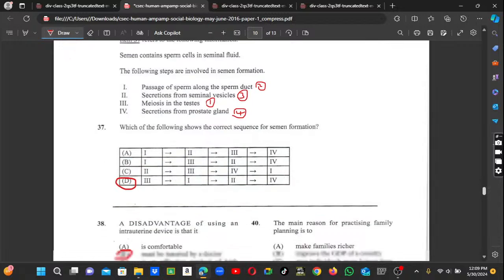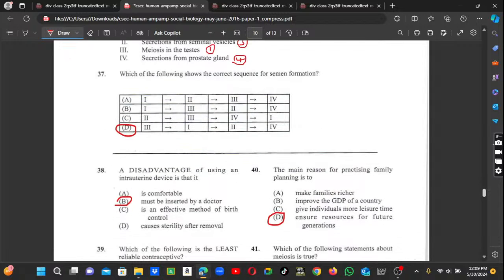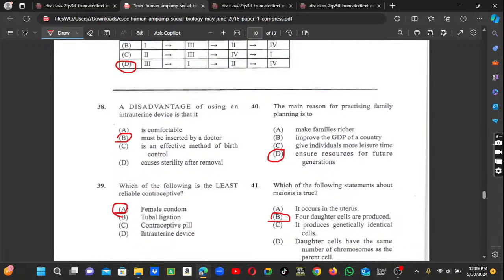And it's very easy and precise. Alright, good. Number 38 now. So we're talking about the intrauterine device. We know that the intrauterine device must be inserted by a doctor. Alright, good. Number 39 now. So which of the following is least reliable contraceptive? We know the female condom would be the least reliable method. Good. Number 40 now. We're almost through.